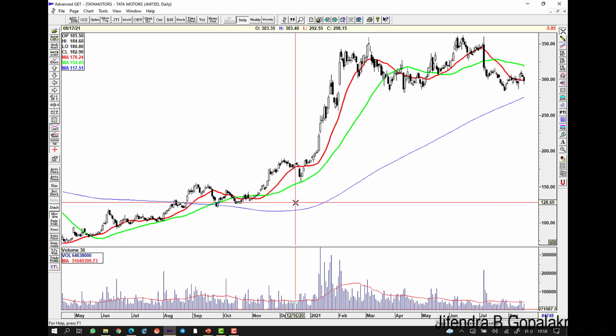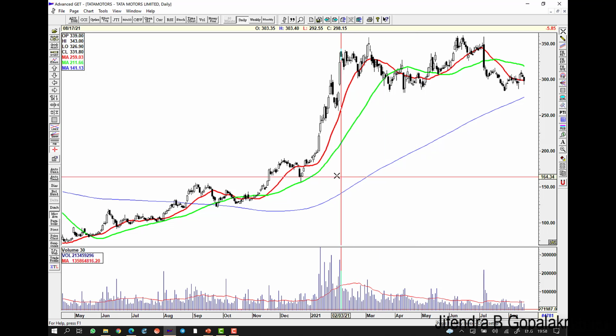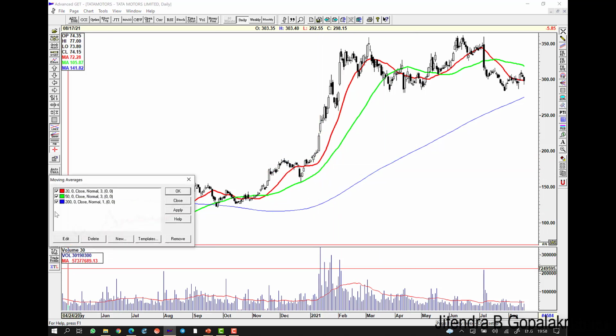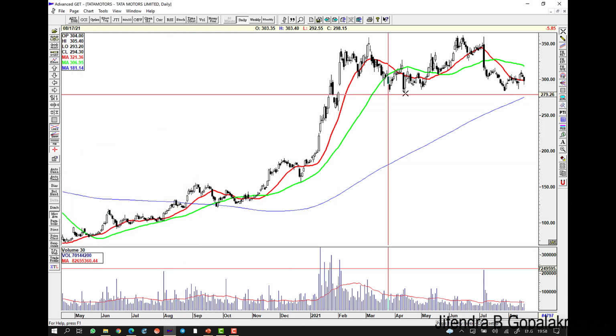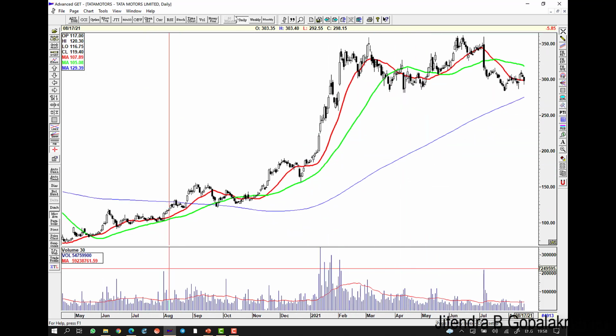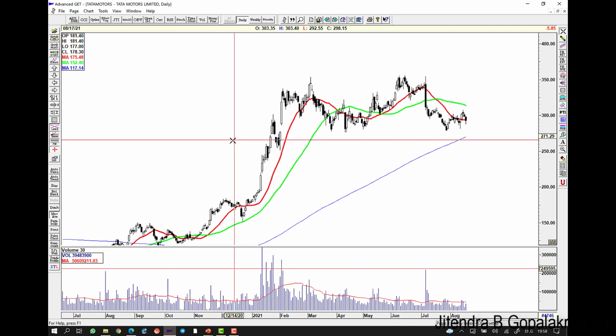If you can notice, we have blue, and then we have green and red. In this case, green is the 50 and red is the 20 moving average. You can clearly see that, right? So this is the setup for the chart, and you have to be in the daily time frame.